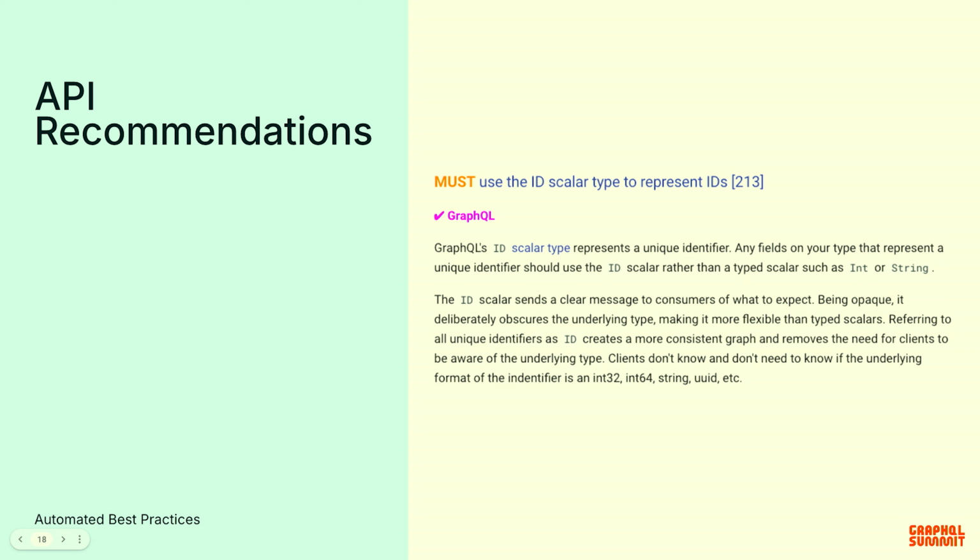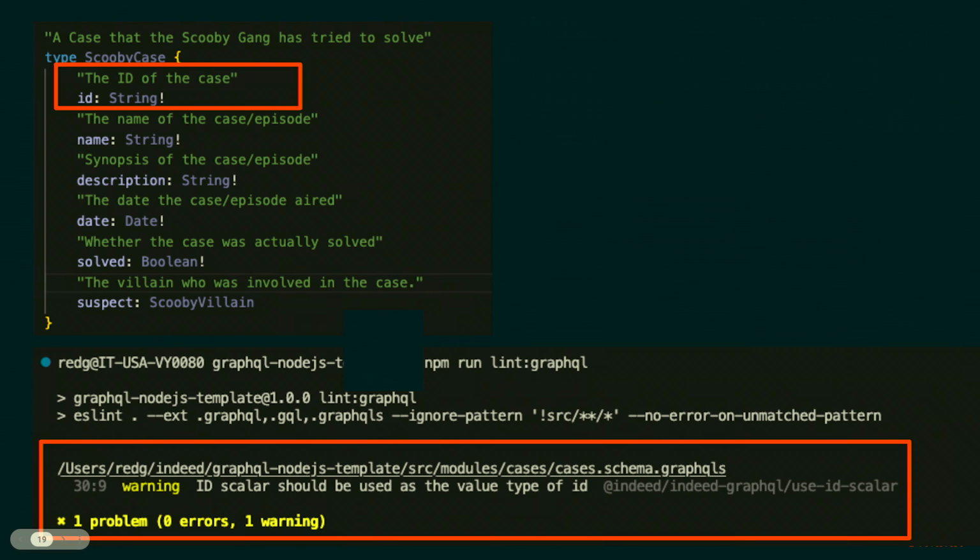So we do have a customized ESLint plugin where we use many of the common GraphQL linting rules, but we've also written automation to check many of our own API recommendations. Not everything is automatable, but as much as possible, we have added to the linter. So we want to look at how this linter works. We're back to the Scooby-Doo gang, and this entity type is a Scooby case, just one of the many cases that the gang has tried to solve.